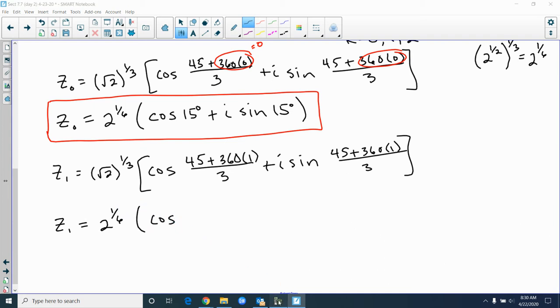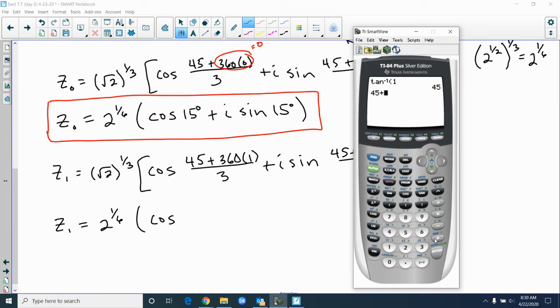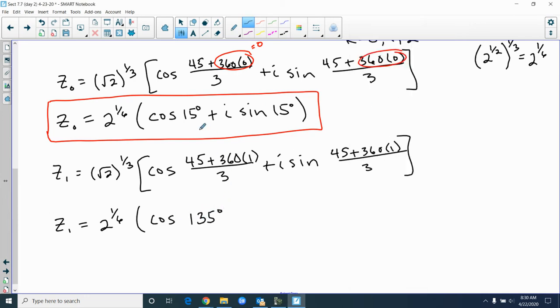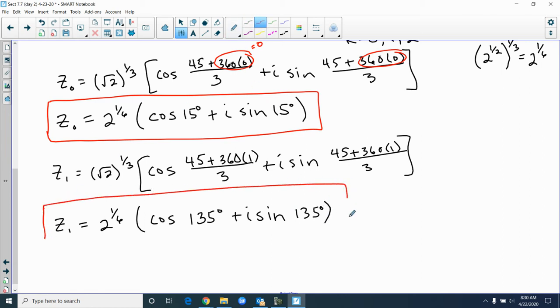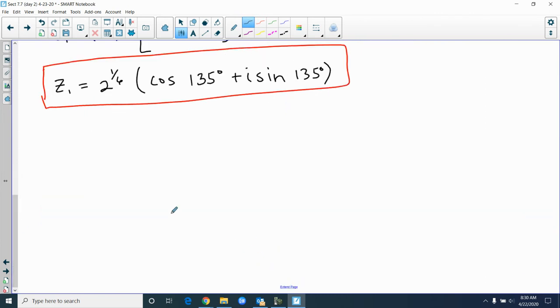Cosine. All right, what's my angle going to be? 45 plus 360 divided by 3. So it's going to be 135 degrees. So my first one was 15 degrees. My second one's 135 degrees. So there's your second one. The third one, okay, there's cube roots, so there's going to be 3. K is 2, so technically it goes k equals 0, k equals 1, k equals 2. Those are how we get those 3 roots.